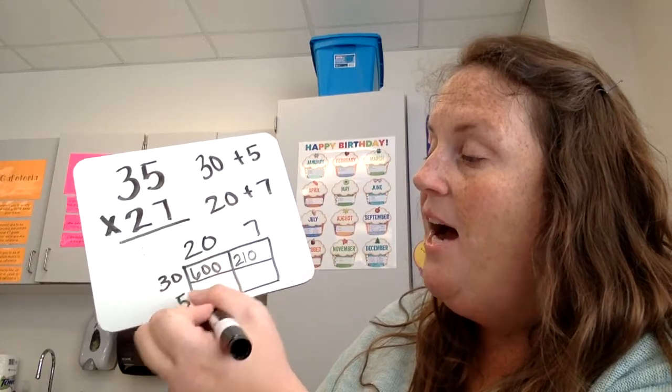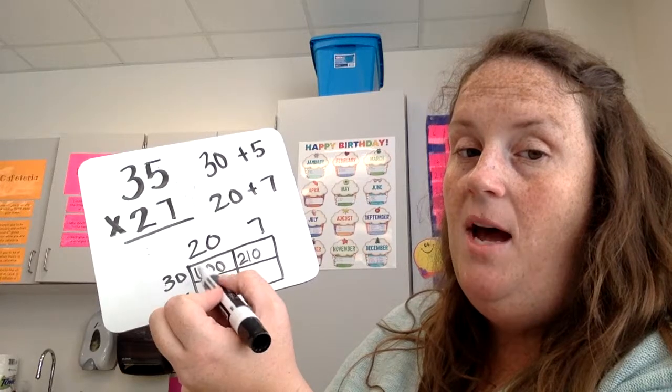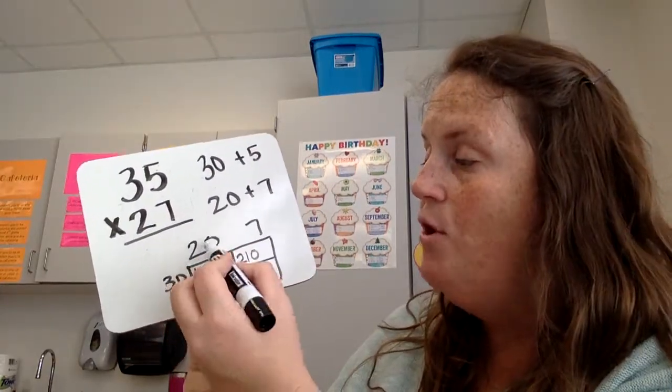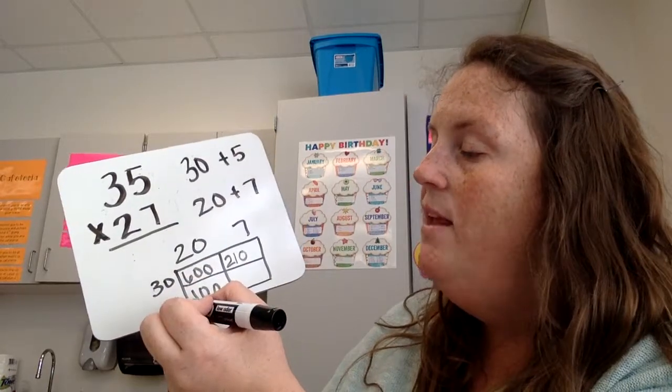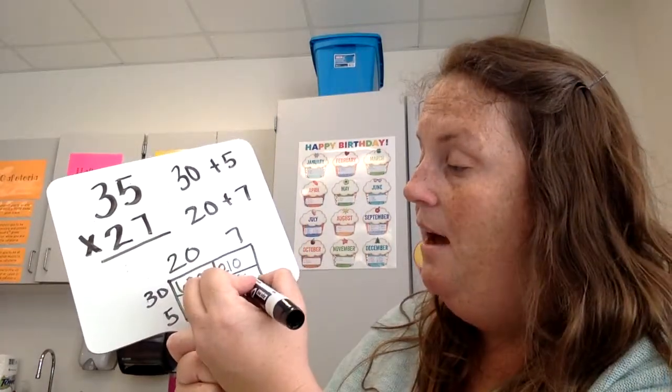Then we do 5 times 20. Notice how I'm lining them up with what's above it. So 5 times 2 is 10, and there's 1 zero. And then we do 5 times 7, which is 35.